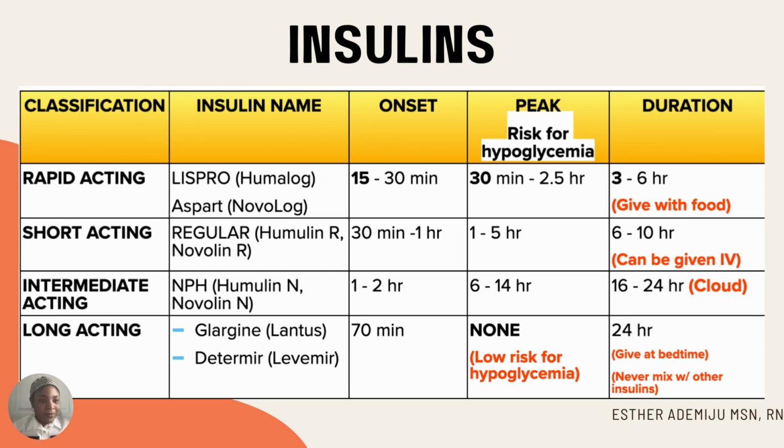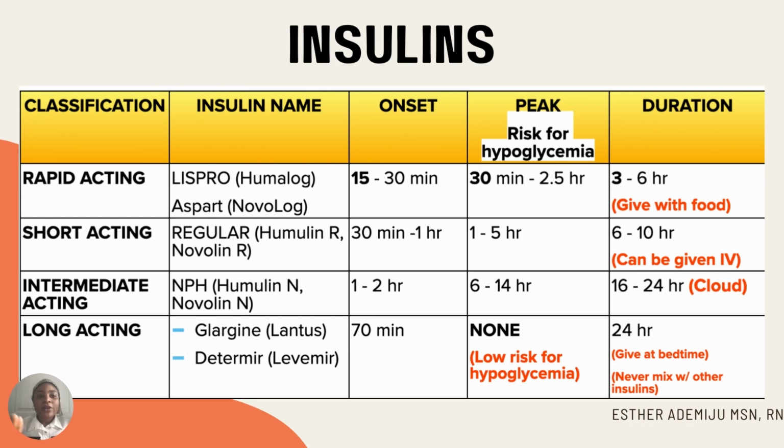And then we have intermediate acting, which we'll call NPH. So we have Humulin N and Novolin N. So you can say Humulin can be regular or it could be N, NPH, the intermediate. It starts working in about 1 to 2 hours. It peaks in about 6 to 12 hours, and it has a duration of 16 to 24 hours.